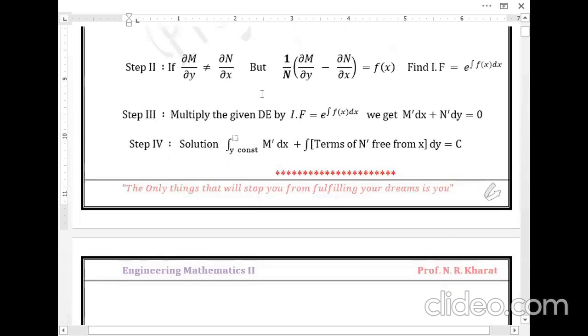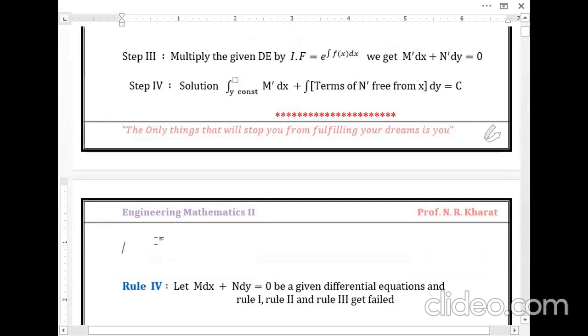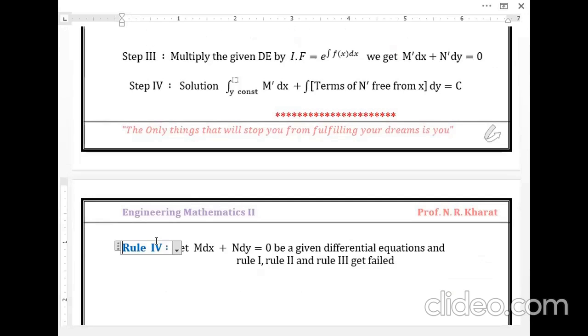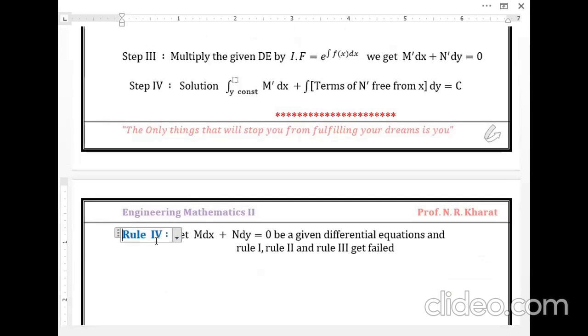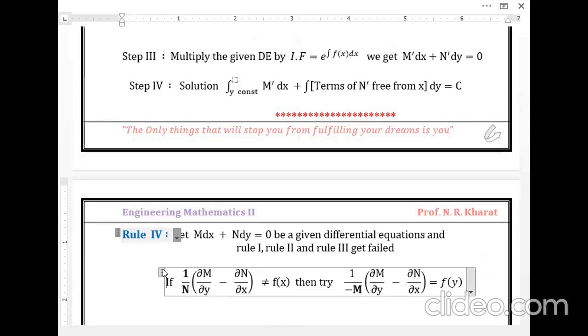In a similar way, if rule number 3 is not applicable, and rule number 1 and 2 are also not applicable, meaning these three rules are not applicable to find the integrating factor of the given differential equation, then we have to make a small change. The small change is that we have to divide the given subtraction of the derivative of M with respect to y and N with respect to x by minus M.